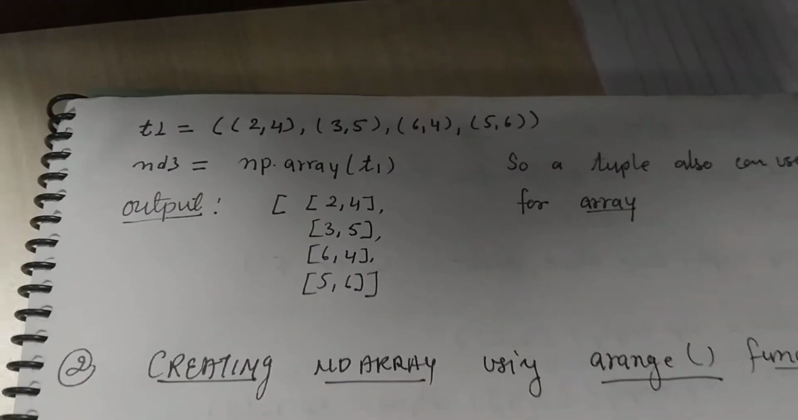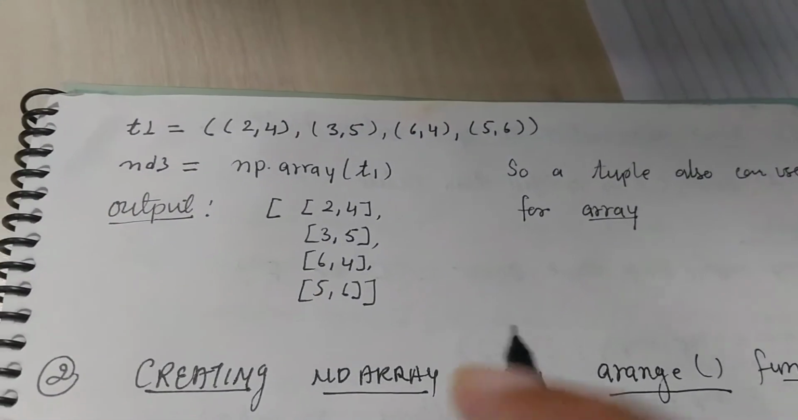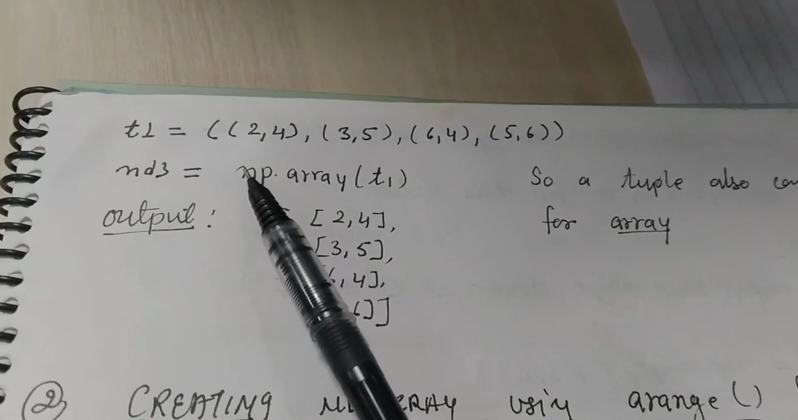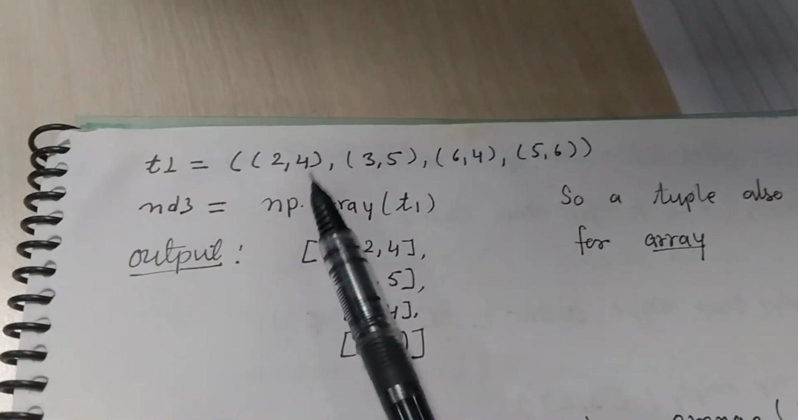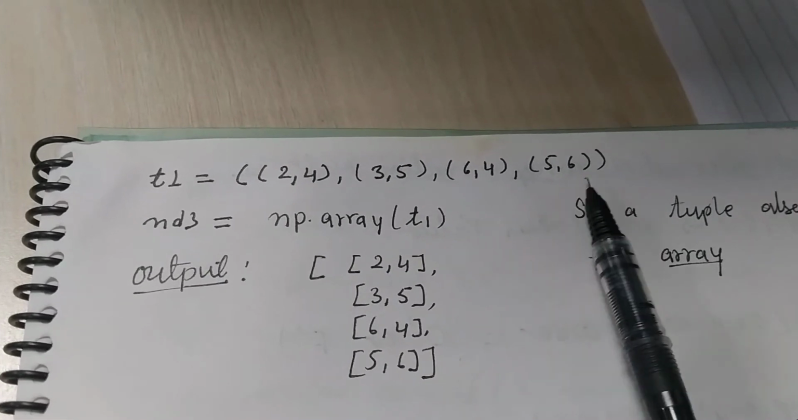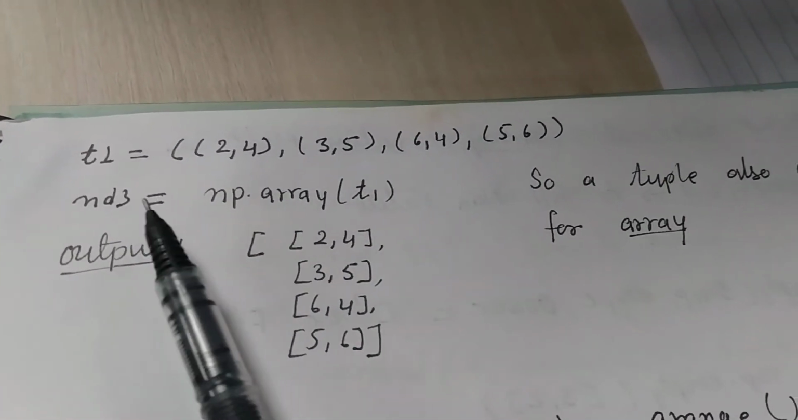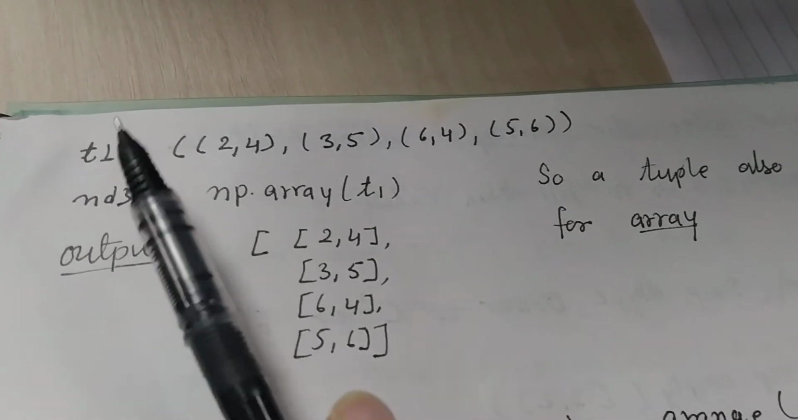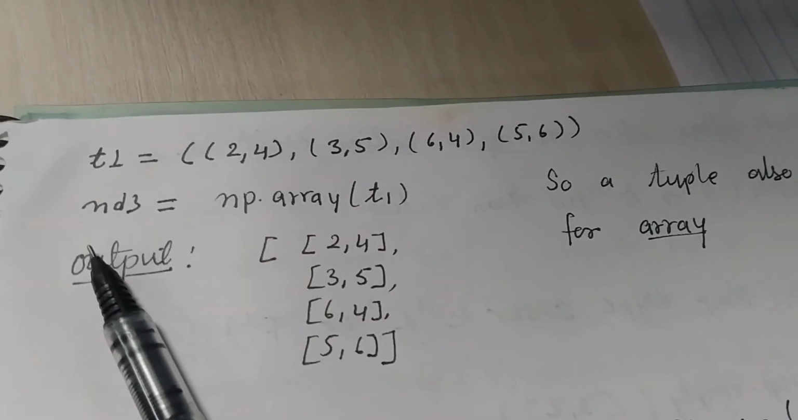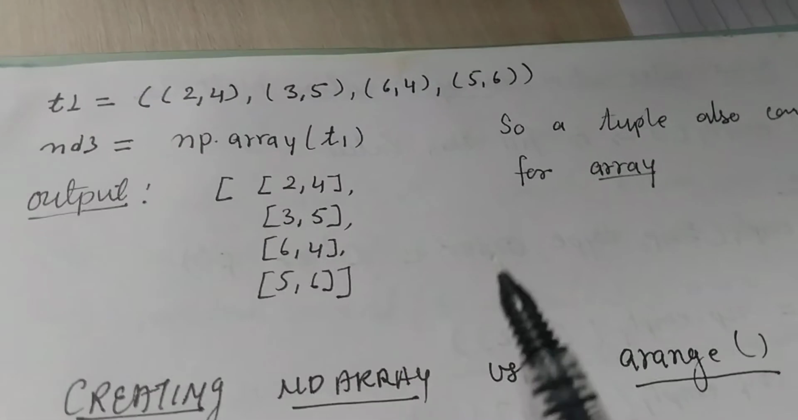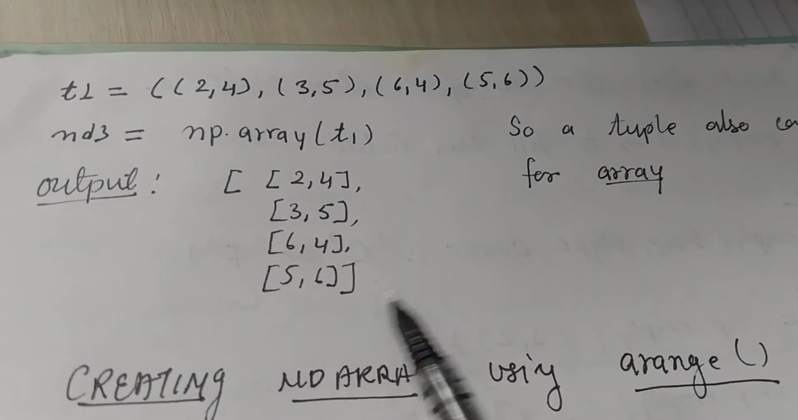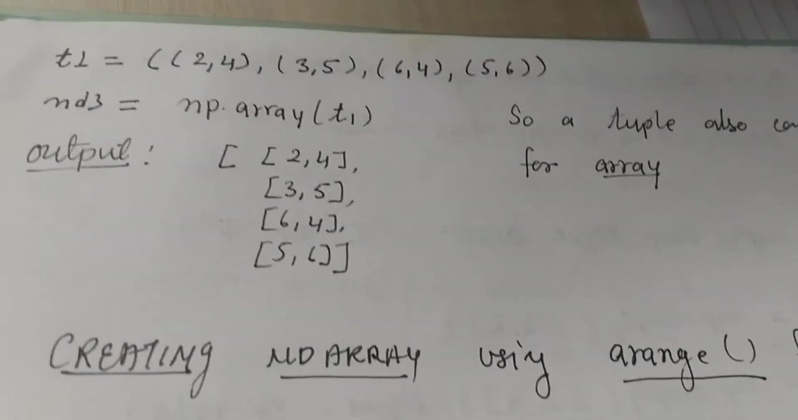Now the next is we can create a tuple also. So here we can create a tuple also. In the tuples 2 4 3 5 6 4 are the elements, and we can create an array of these tuples. So t1 is passed in the array, and then we are passing it in nd3, and we are checking its output 2 4 3 5 6 4. So we can also pass tuples.